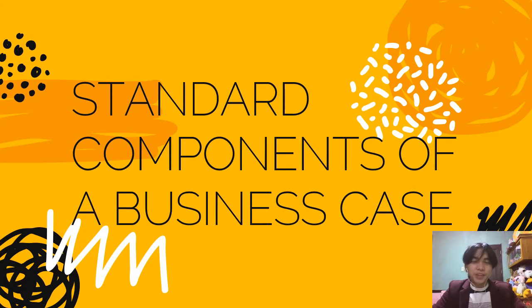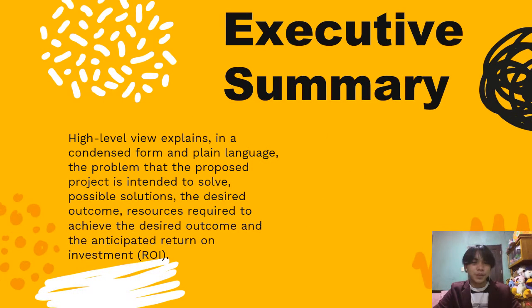Right now, I'm going to discuss all about the standard components of a business case. Starting with the first one, we have the executive summary. When we say executive summary, it is a high-level view explained in a condensed form, which means that it has been made shorter and in plain language. It must be easy to use, understand, and read. You must avoid verbose, wordy, convoluted language, or difficult and complex words and jargon.